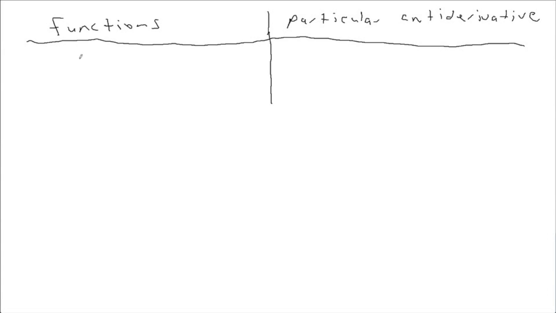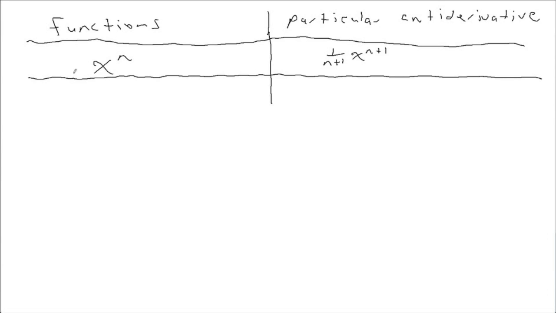We learned to take the antiderivative of a power function, x to the n. And the antiderivative of x to the n is just 1 over n plus 1 times x raised to the n plus 1. Okay, excellent. That's the power rule for antiderivatives. Good. Okay, what would be another function?